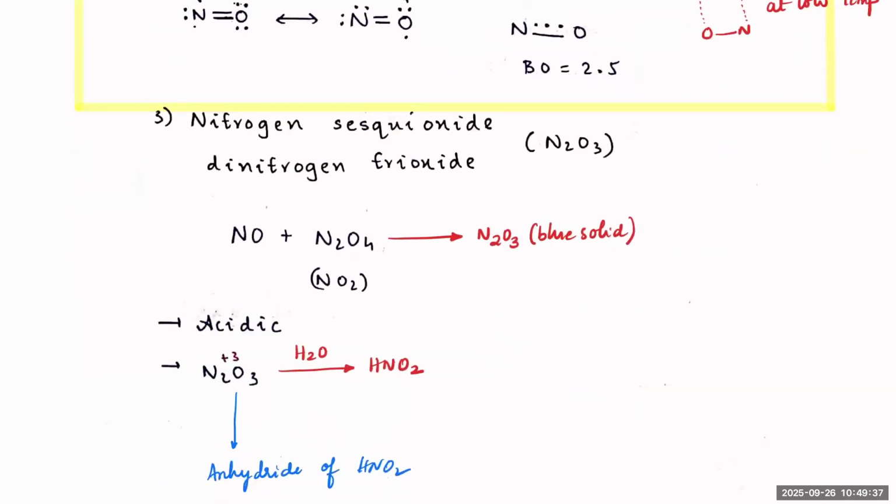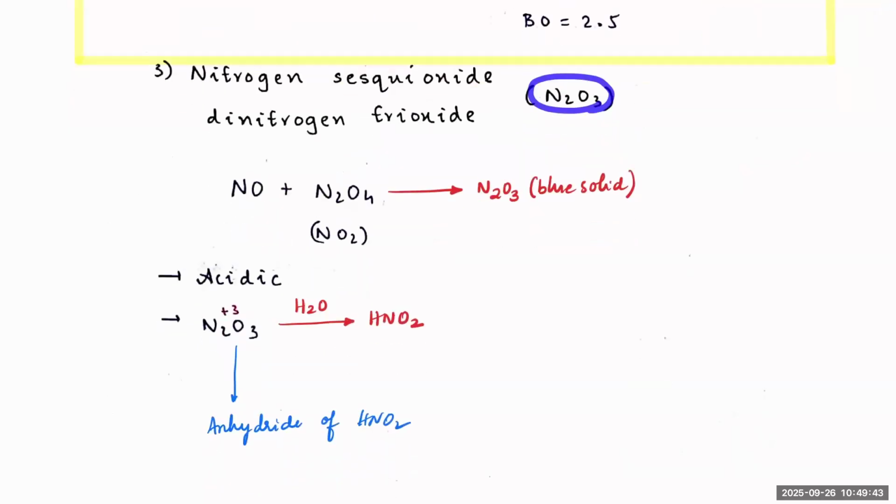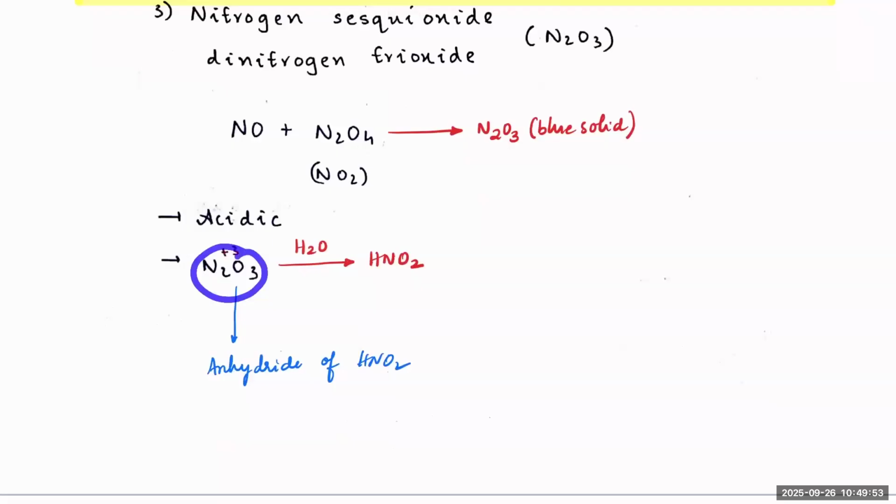Next one, dinitrogen trioxide, N2O3. NO plus N2O4: these two can combine into a blue colored solid, which is N2O3. We learned that as the anhydride of HNO2. These are all repeat things only. You can just go through it once.